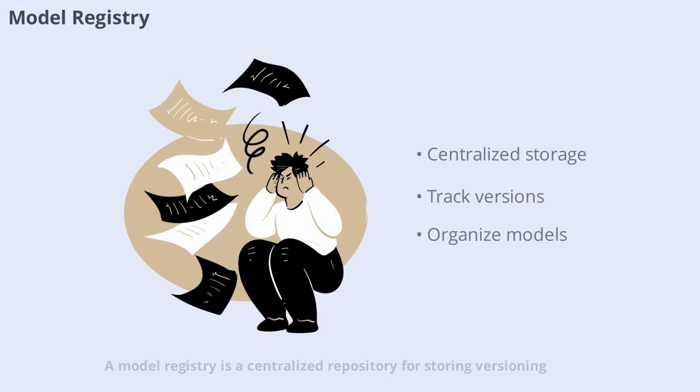A model registry is a centralized repository for storing, versioning, and managing machine learning models. It helps teams track which models are in production, their versions, and their performance. Model registries are essential for organized and efficient MLOps.